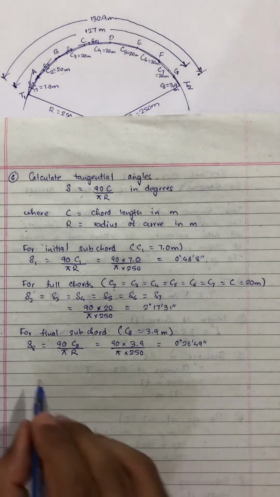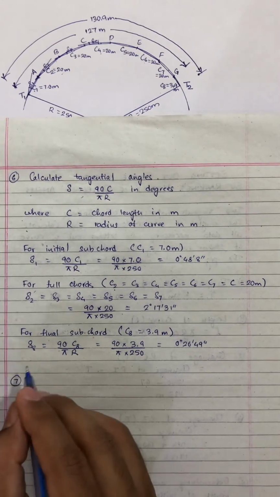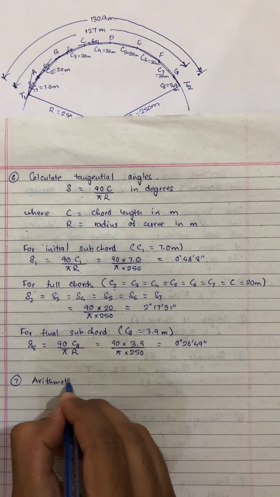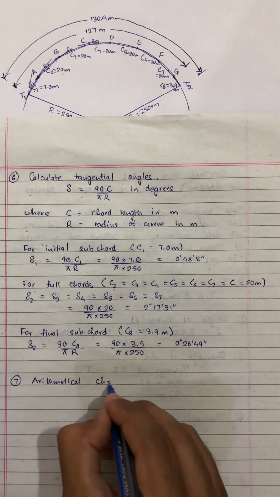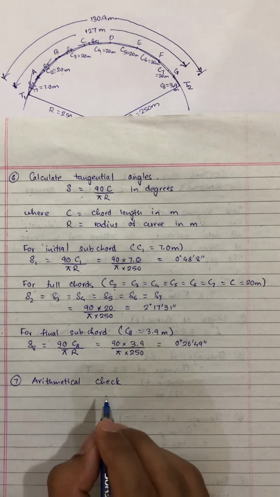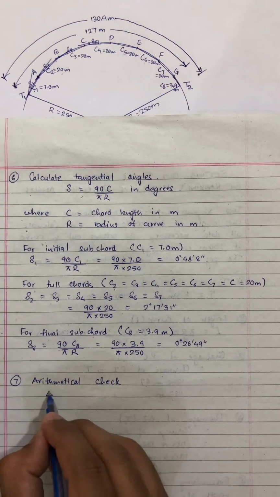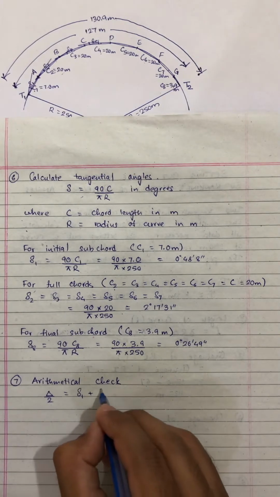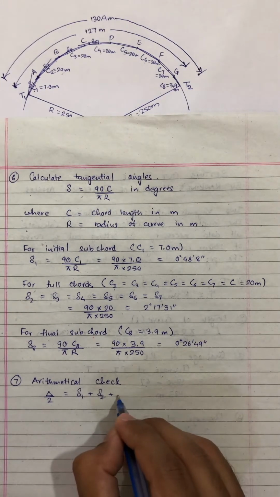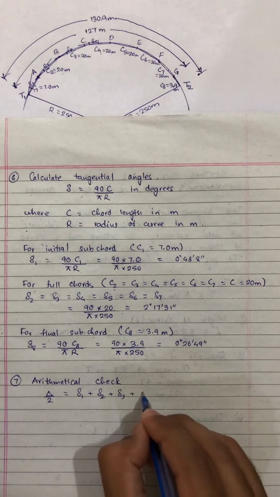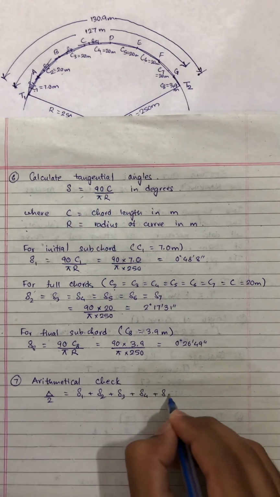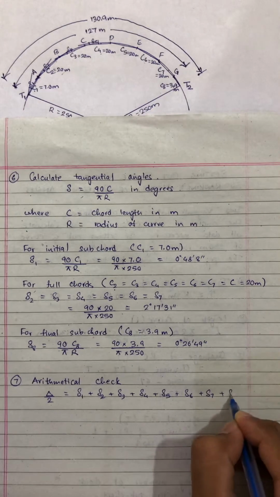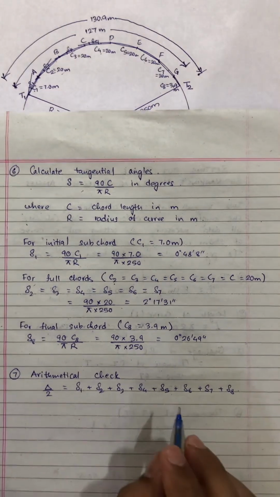Now I have told you that there is an arithmetical check that we have to do, to see whether we have performed it correctly or not. That check is given as delta by 2 is equal to del 1 plus del 2 plus del 3 plus del 4 plus del 5 plus del 6 plus del 7 plus del 8.